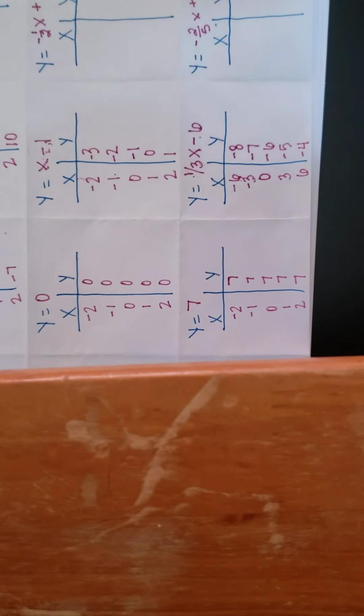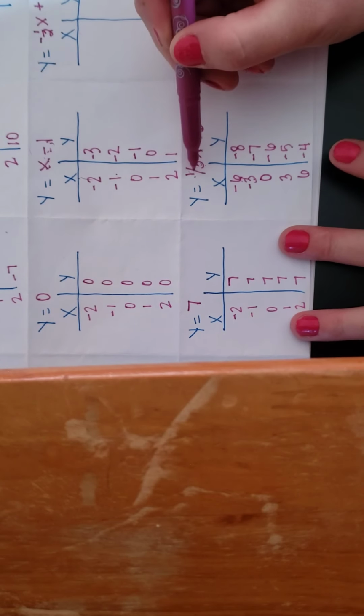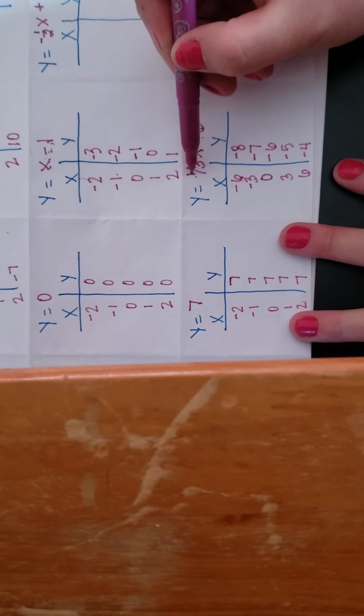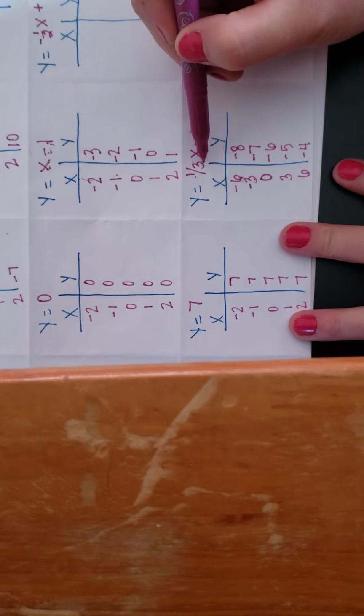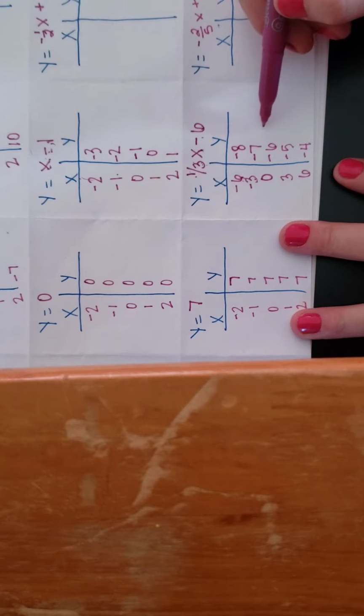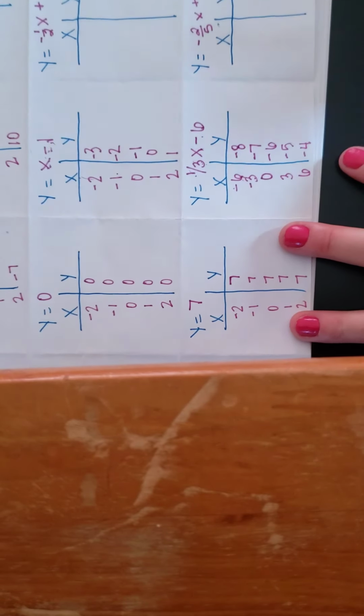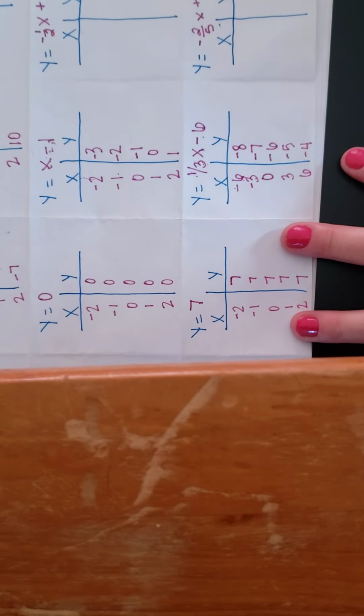Our tables still correlate with our slope because our slope here is 1/3, which tells me my y values go up by 1 every time my x values go up by 3. And if we look, our y values are counting up by 1s as our x values are counting up by 3s. So we know our table is accurate.